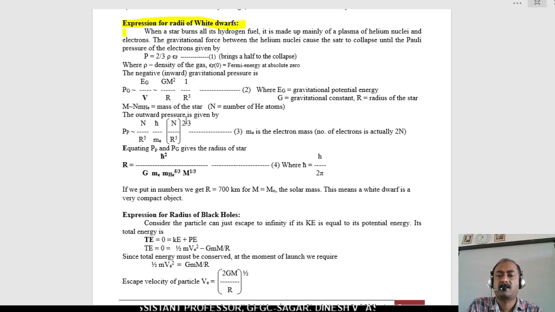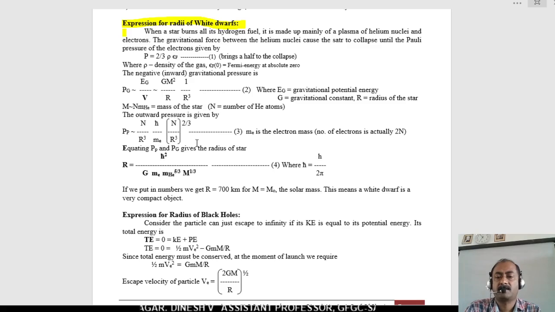The outward pressure is given by the formula Pp. Here subscript P indicates Pauli, P indicates pressure. Pauli pressure, that means outward pressure inside the core, is given by N by R cube into h-bar upon m_e into (N upon R cube) whole to the power 2 by 3. Here h-bar is h upon 2 pi, where h is the Planck's constant. Here R is the radius of the star.